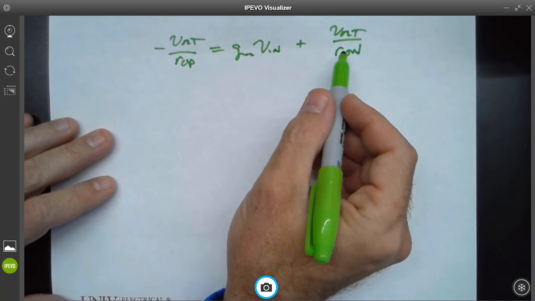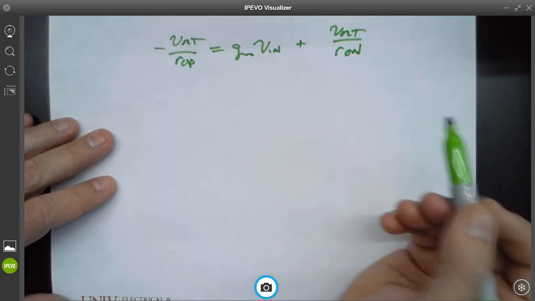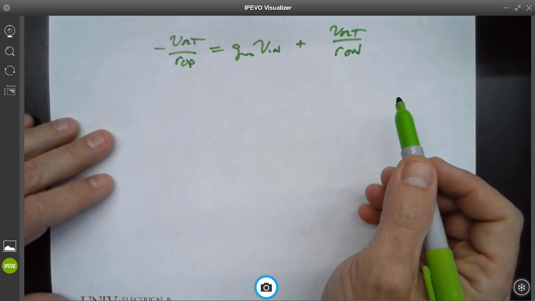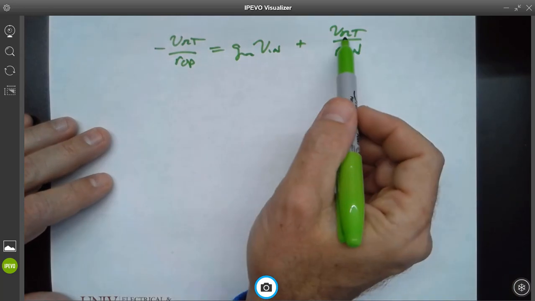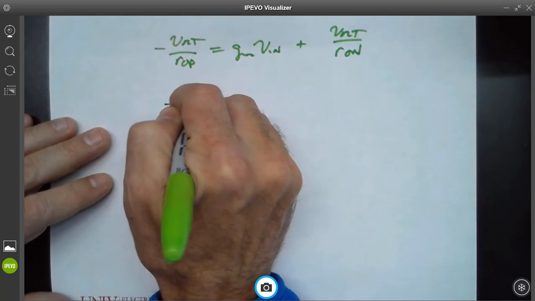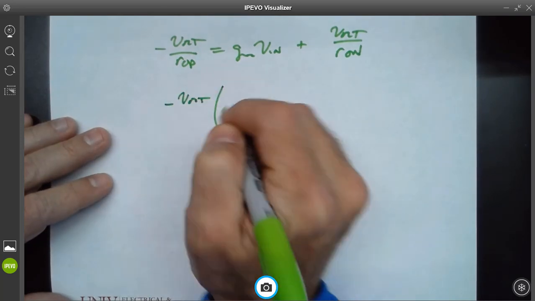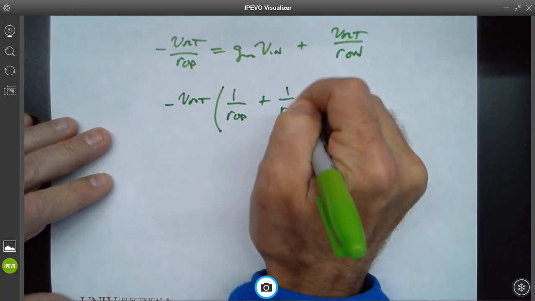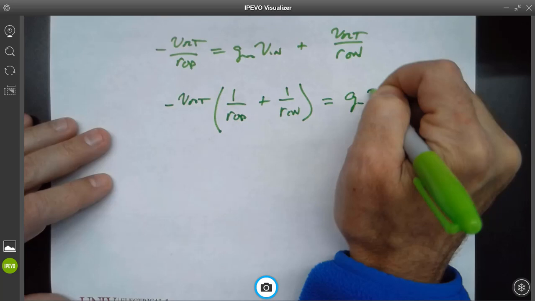No, but let's continue. All right, solve for V out over V in. And I want you to, because there's a reason I'm going to do it this way. So if I move this out, would everybody agree that's minus V out times 1 over R out P plus 1 over R out N, and that's equal to GM V in?